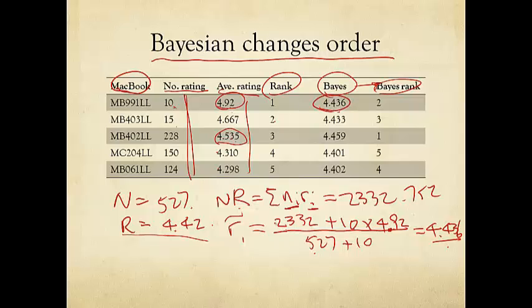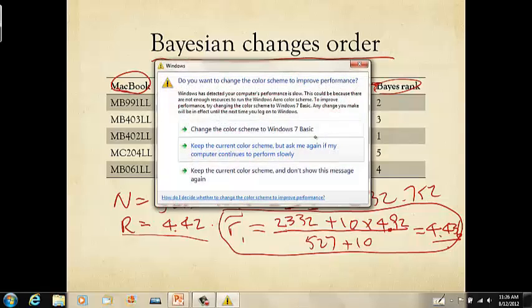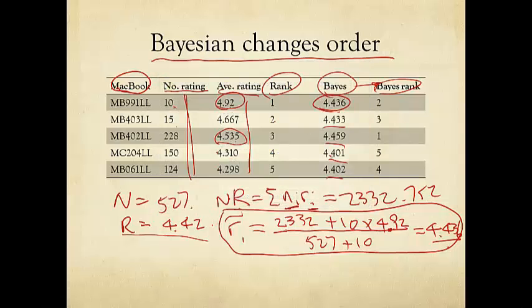We calculate the same formula for the other 4 products, and we get these 4 numbers. You can look at the comparison before and after the Bayesian adjustment. This one went almost half a point down, and this one also drifted downwards. This one drifted downwards a little bit, and this one actually drifted upwards, and so did this one a little bit.